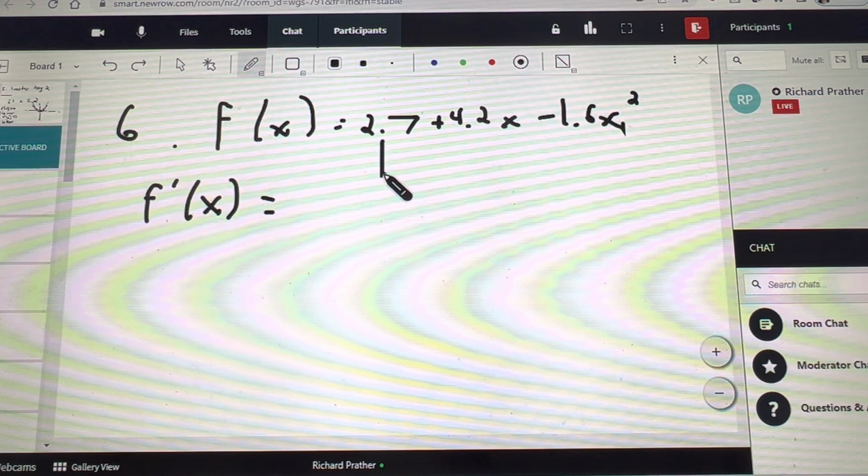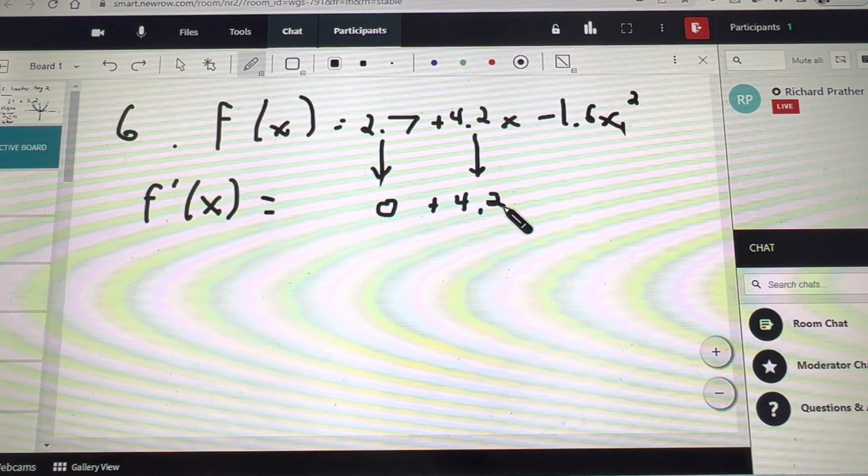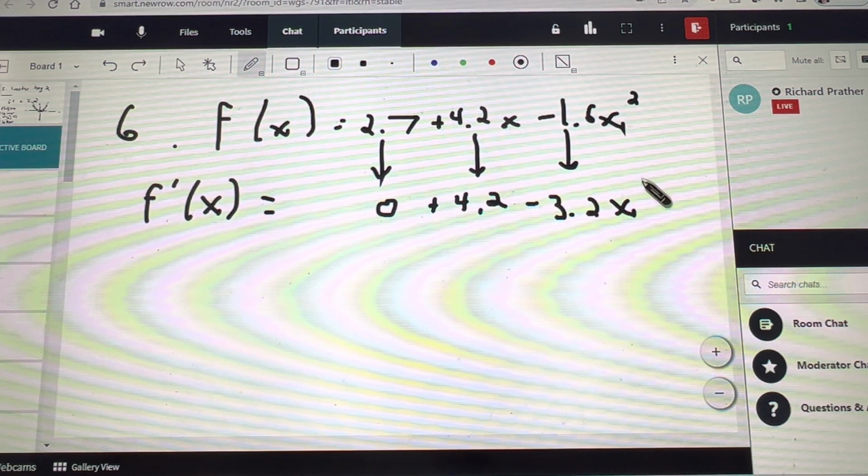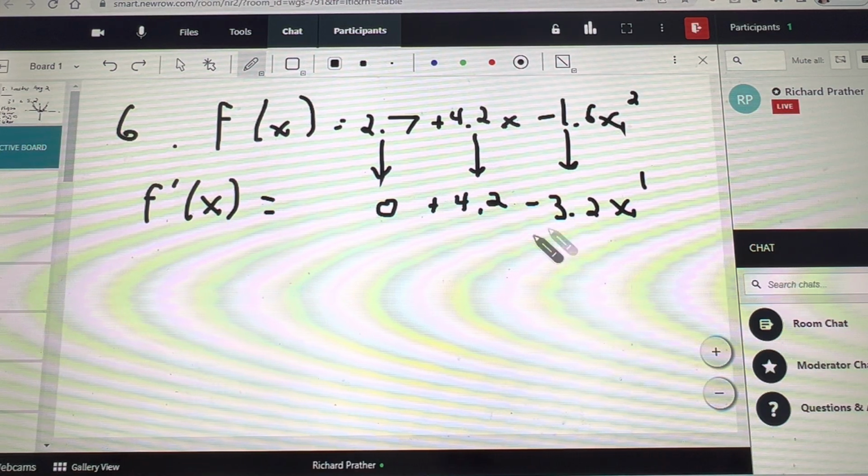The derivative of a constant is 0. I've got a linear part next. The derivative of a linear part is just its slope, the number in front of the x. And then really the only time I have to do the power rule is right there. 2 times negative 1.6 is negative 3.2 x to the first power. Decrease the exponent by 1. Here's the derivative function. Once you get your derivative function, first set it equal to 0.